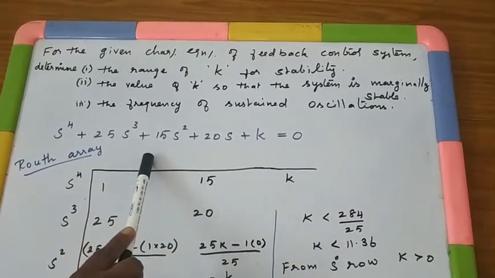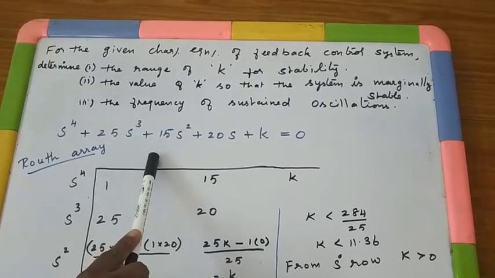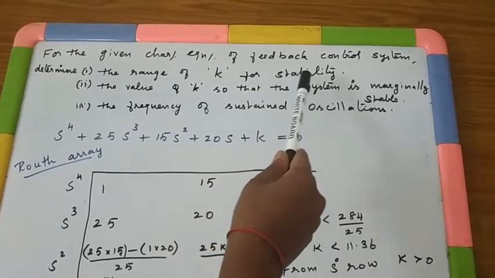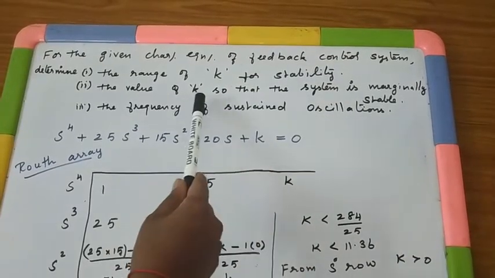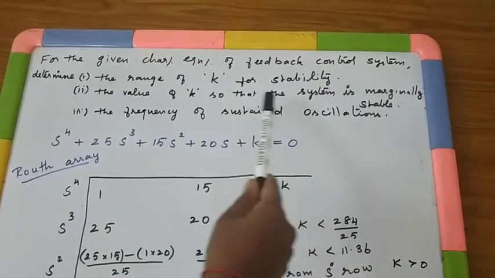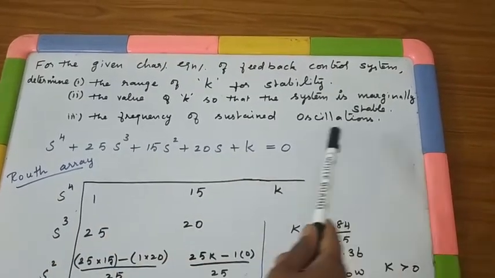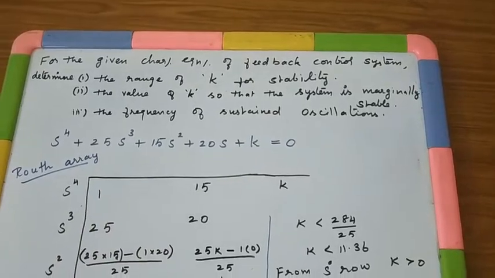For this given feedback control system, we have to find out the range of k for the system to be stable, and find out the range of value of k for the system to be marginally stable. Then find out the frequency of sustained oscillations. So how do we have to do it?